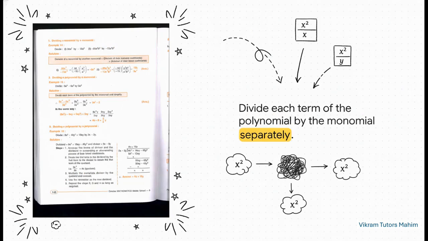So what about division? Specifically, dividing by just a single term, a monomial? Well, this process is actually kind of beautiful. Instead of looking at it as one giant, scary fraction, you just split it up. You divide each piece on top by the thing on the bottom, one at a time. It's a classic strategy. Turn one big problem into a few small, easy ones.